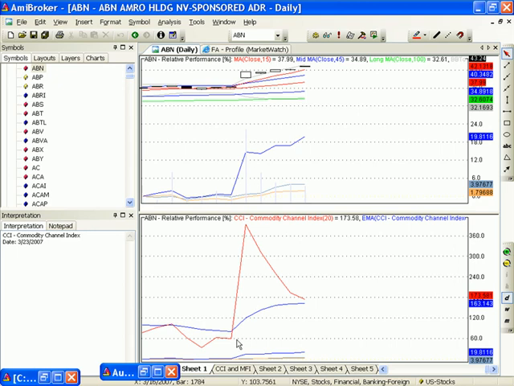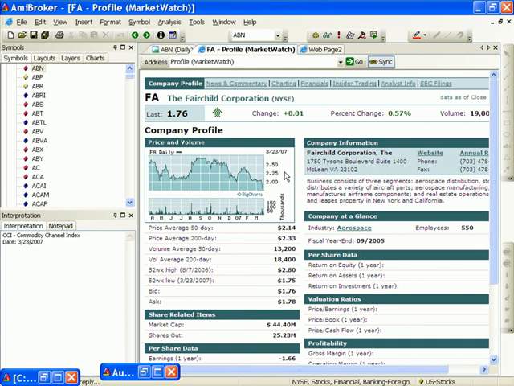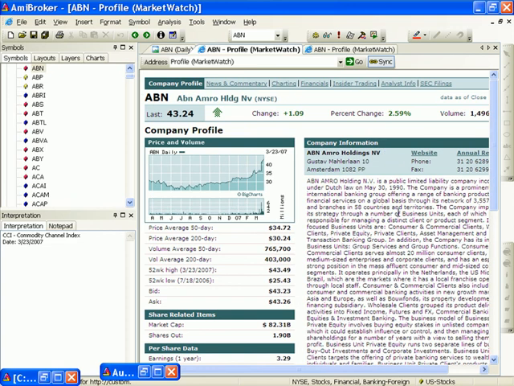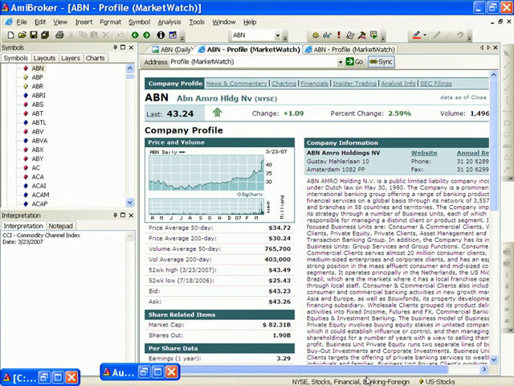And it shot up. Now, who are these guys? ABN, Web Research. Who is Fairchild Corporation? Aerospace. Alright, Aerospace. Okay, ABN. Dutch Law. Company is probably International Banking. What are they doing? Are these the guys that are just about to get bought out?